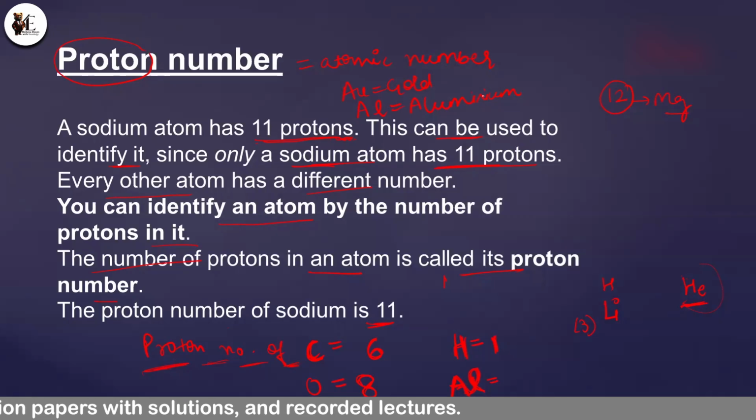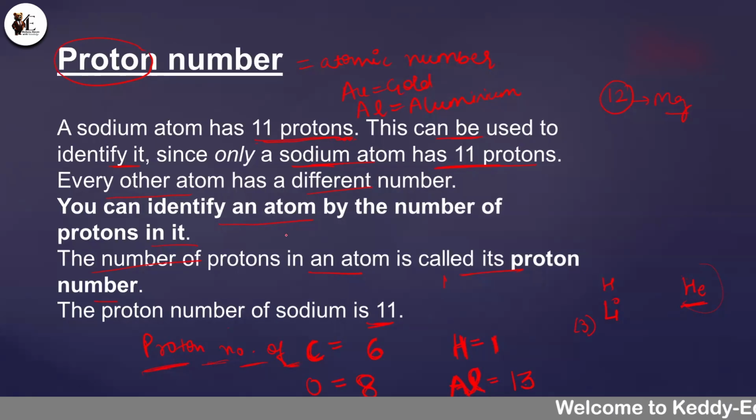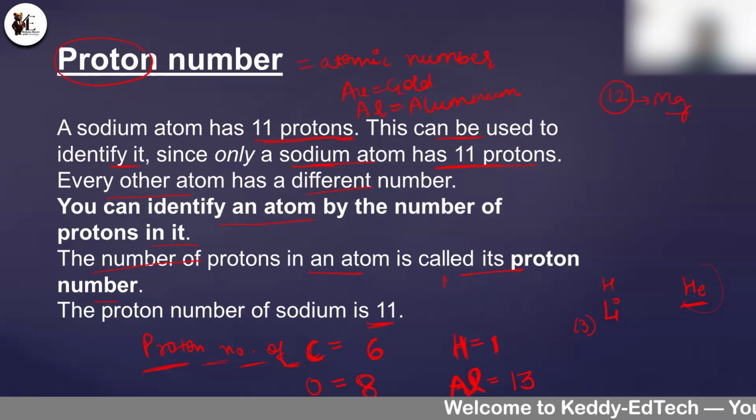Aluminium's number is 13. Yes, very good. Aluminium proton number is 30. Okay. So have you copied this slide? This slide, not yet. Okay, so copy it. Once done, please let me know.